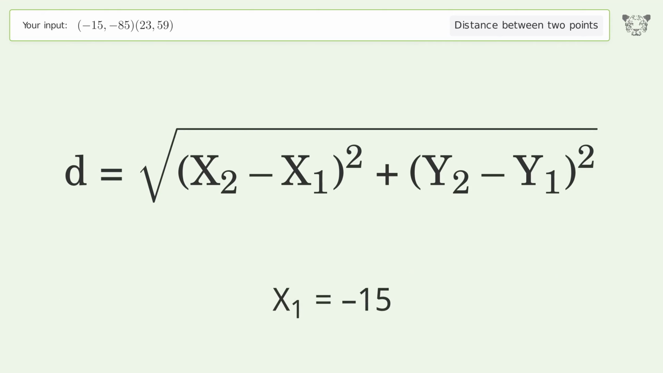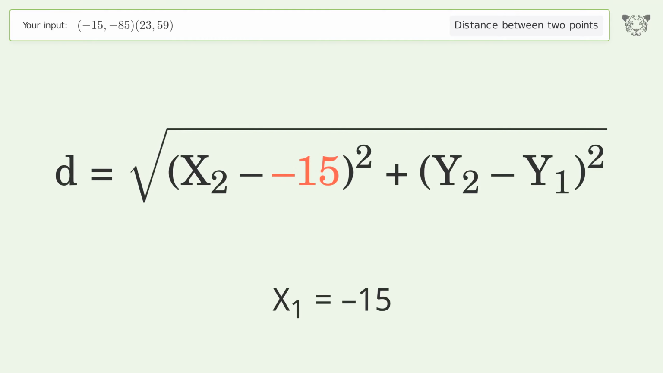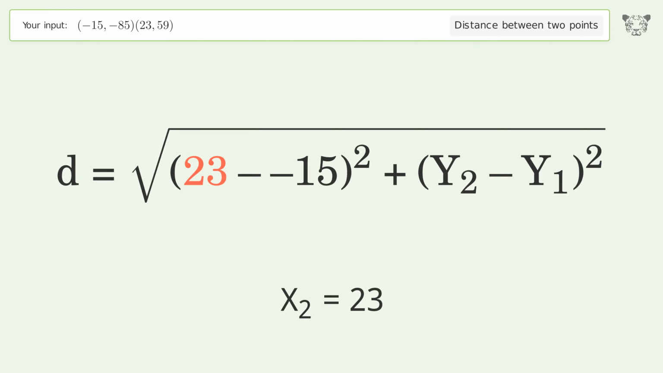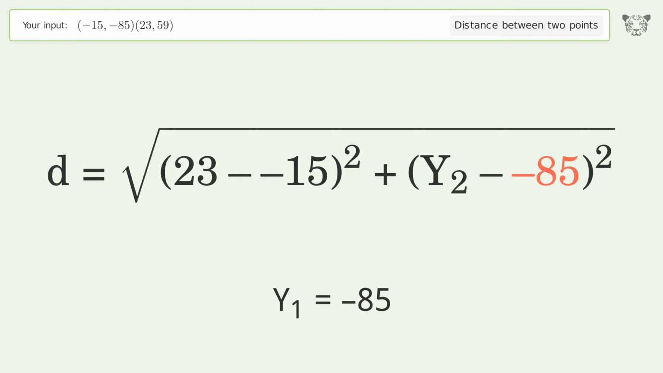x1 equals -15. x2 equals 23. y1 equals -85. y2 equals 59.